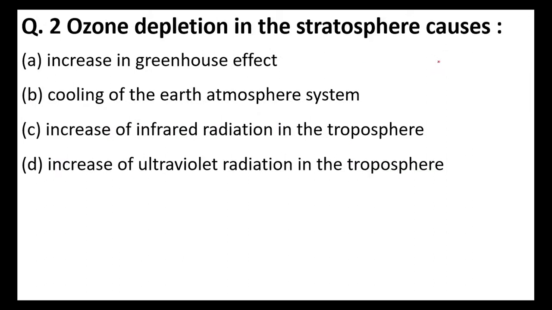Ozone depletion in the stratosphere causes increase in greenhouse effect, cooling of earth atmosphere system, increase of infrared radiation in the troposphere, increase of ultraviolet radiations in the troposphere. So what does ozone depletion lead to? The correct answer here is increase of ultraviolet radiations in the troposphere. The correct answer is option D.